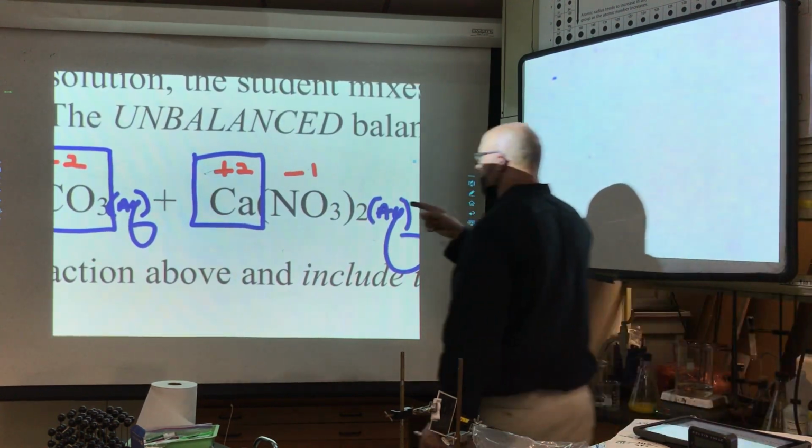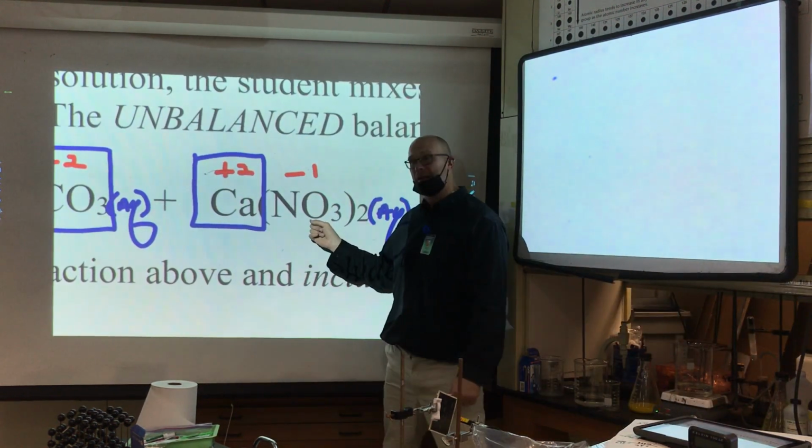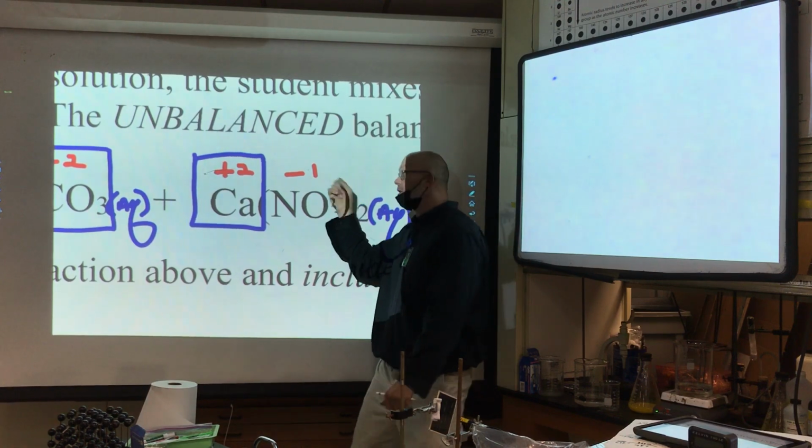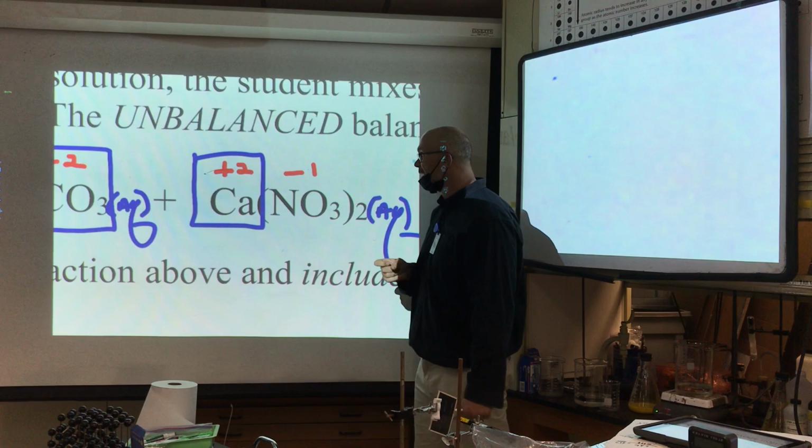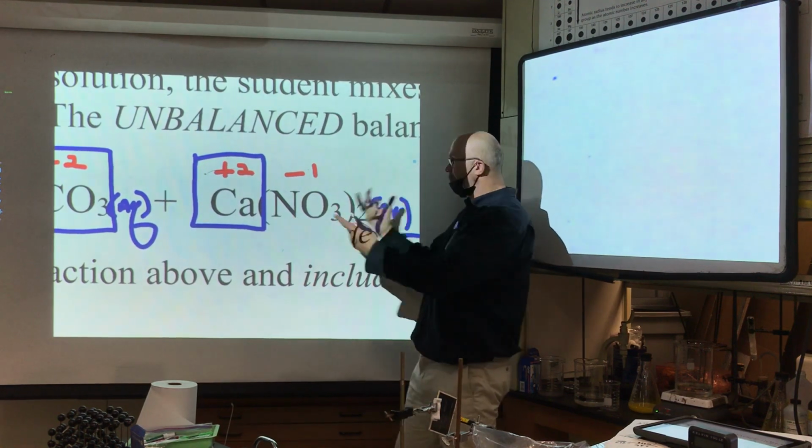And then, hey, we have calcium nitrate. Hey, we saw the calcium become a precipitate with the carbonate, but that's when the carbonate was -2 and calcium was +2. Hey, that's a -1 ion, table F and table E. So that's also going to be a free ion.